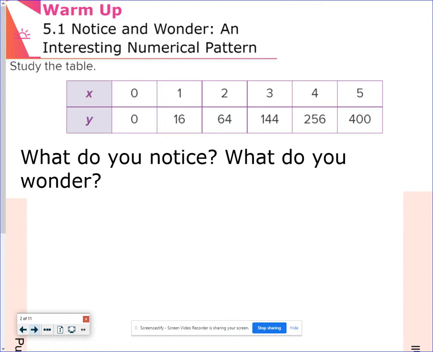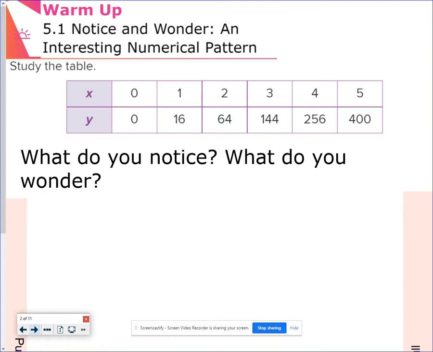You might notice that the y values are all divisible by 4. In fact, they're all divisible by 8, and maybe not as obviously, they're also divisible by 16, which will be very helpful with what we're doing today.